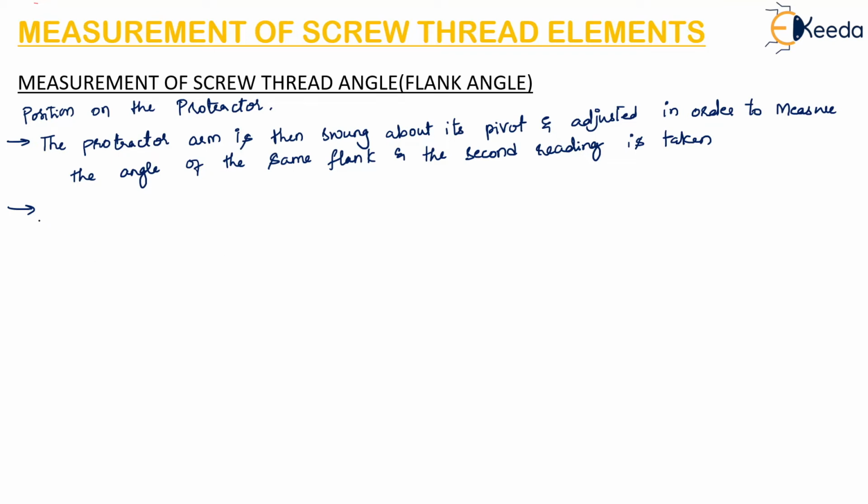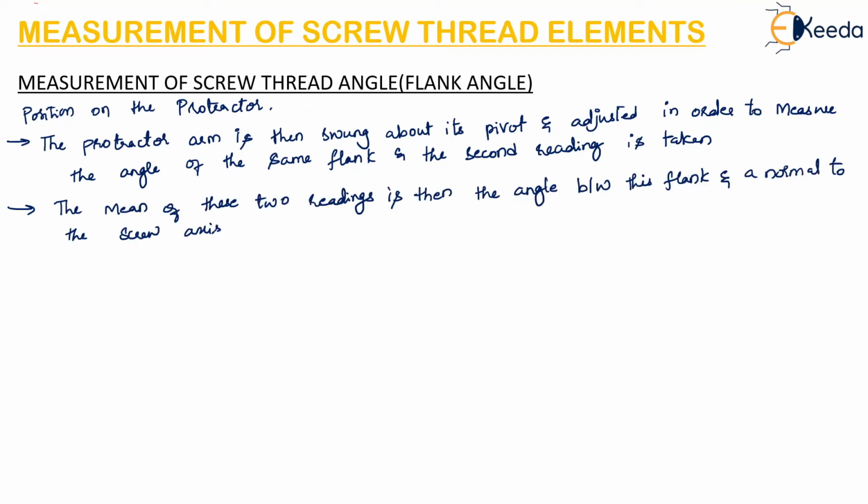So the mean of the two readings will give the angle between these flanks and the normal to the screw axis. That is, the angle which is normal to the screw axis as well as the angle between the flanks is the same, which is being measured by this method. This is how we measure the flank angle or the normal to screw axis angle.